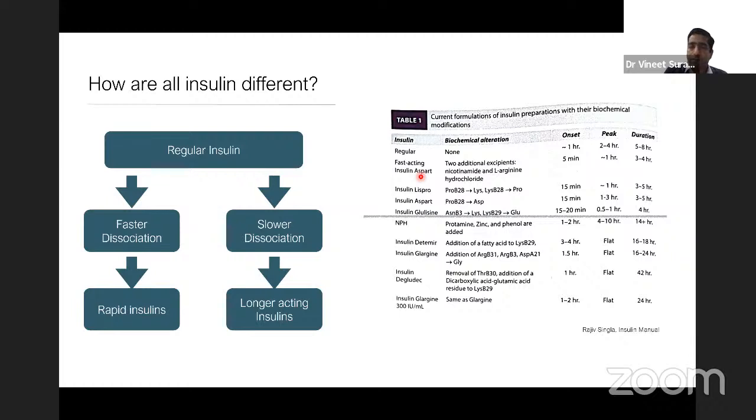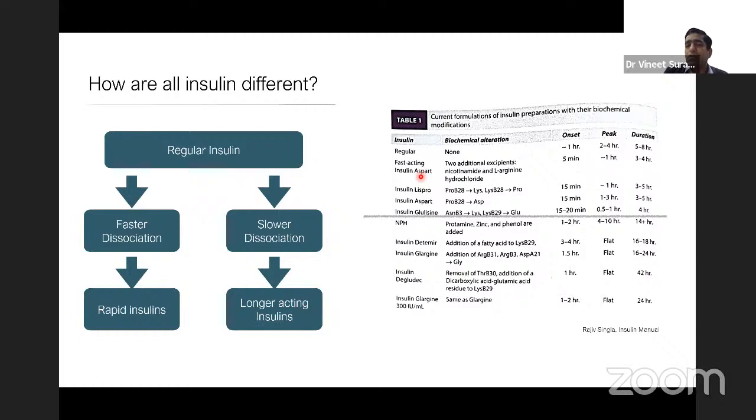And then we have detemir, which nowadays we don't use too much. We use it mostly in pregnancy. And now that degludec is also approved for pregnancy, most likely detemir will go off the shelf. Then we have glargine, and then we have degludec. So glargine works for almost 16 to 24 hours, and degludec works for almost 42 hours.